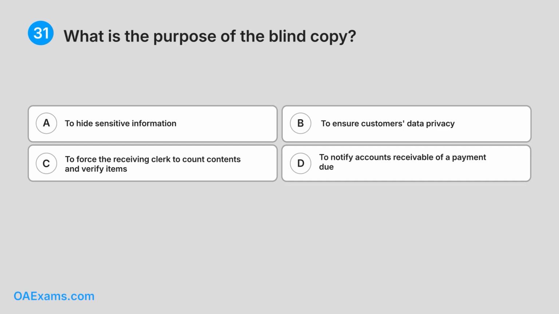31. What is the purpose of the blind copy? A. To hide sensitive information. B. To ensure customers' data privacy. C. To force the receiving clerk to count contents and verify items. D. To notify accounts receivable of a payment. Do you know the answer?